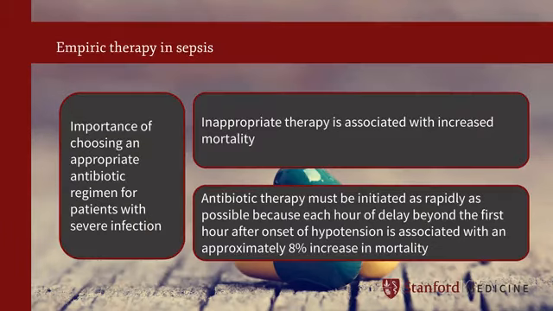We will now focus on empiric therapy, more specifically on empiric therapy in sepsis. The importance of the choice of an appropriate empiric antibiotic regimen in patients with severe infection is evidenced by the fact that inappropriate therapy, defined as the absence of an administered antibiotic to which the subsequently identified pathogen is susceptible, is associated with increased mortality.